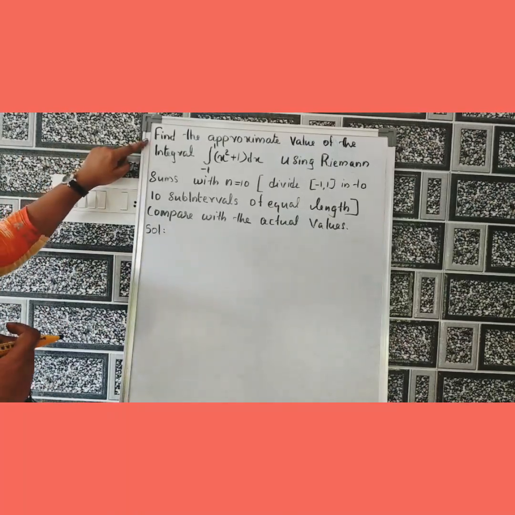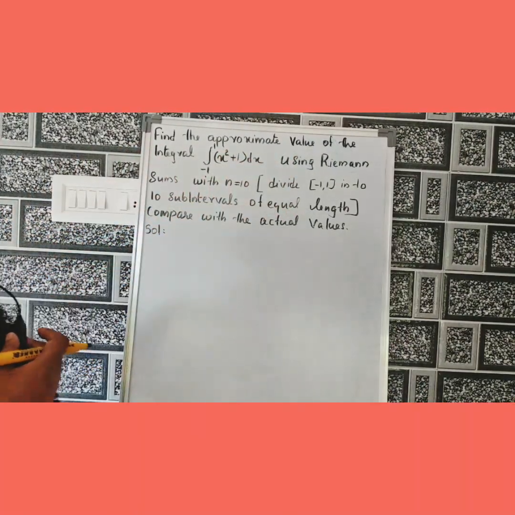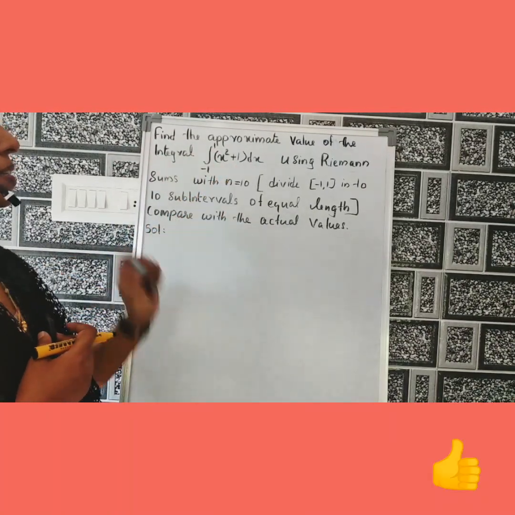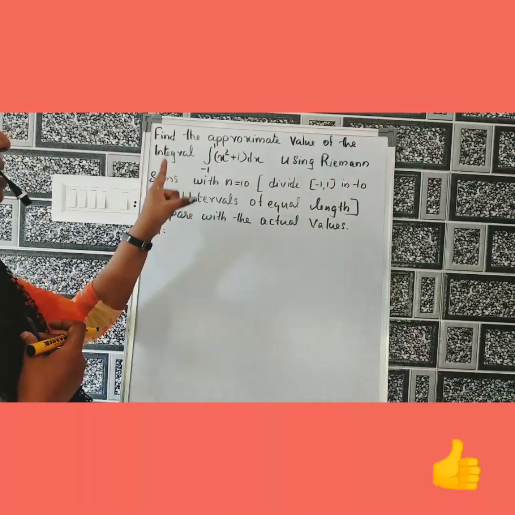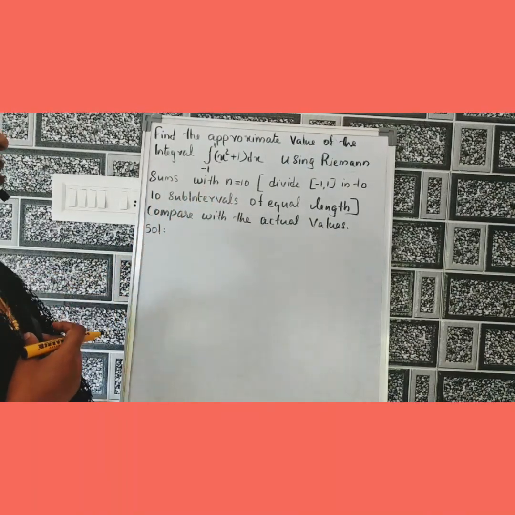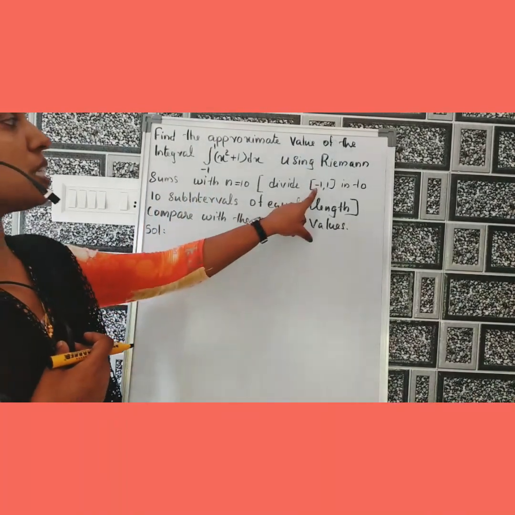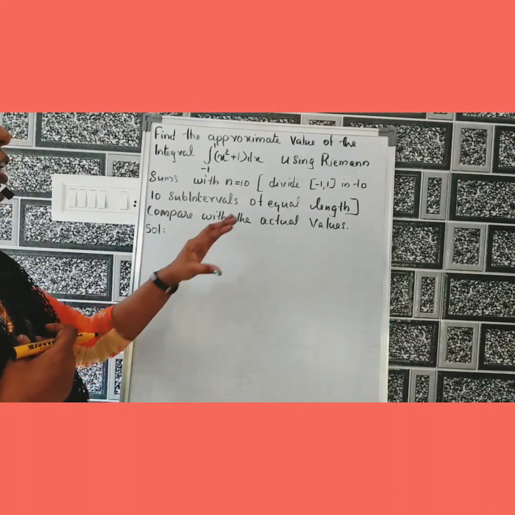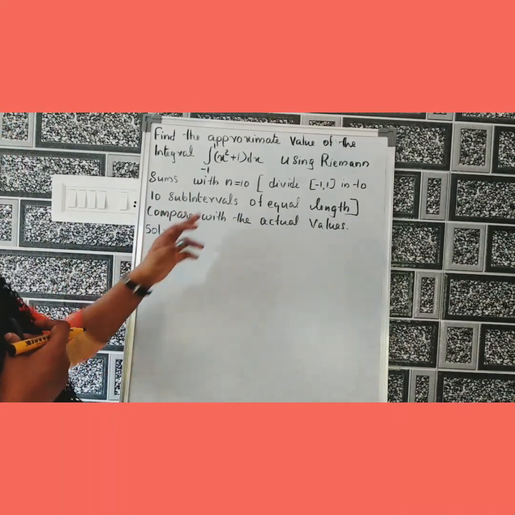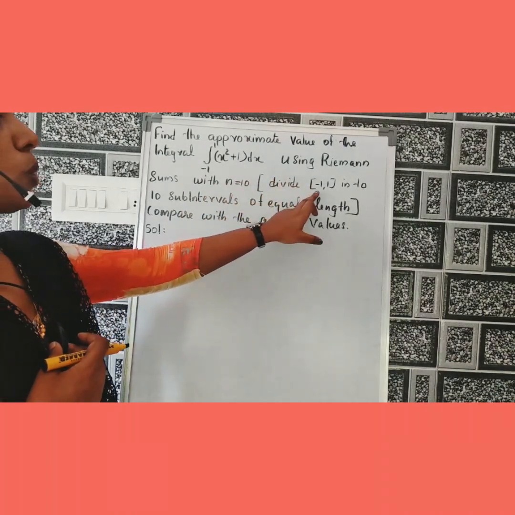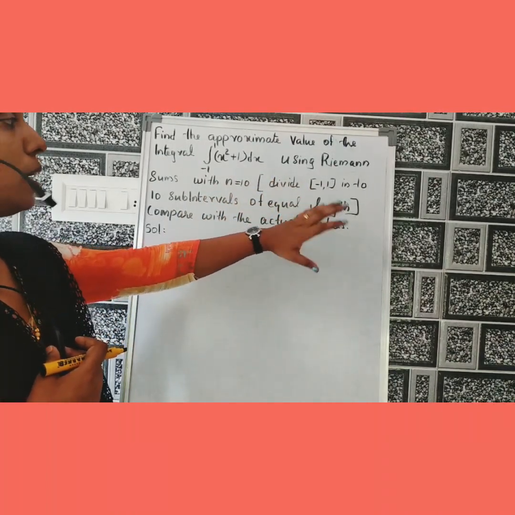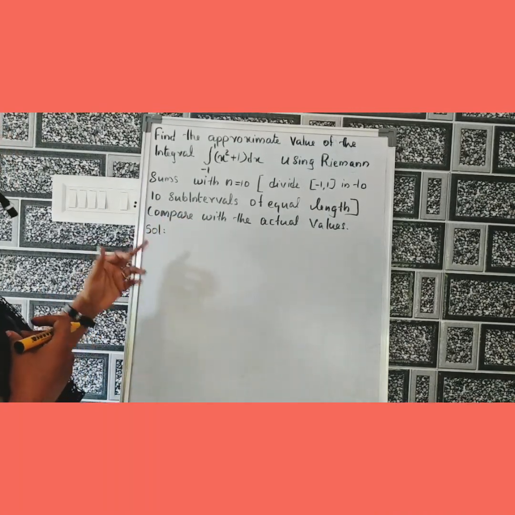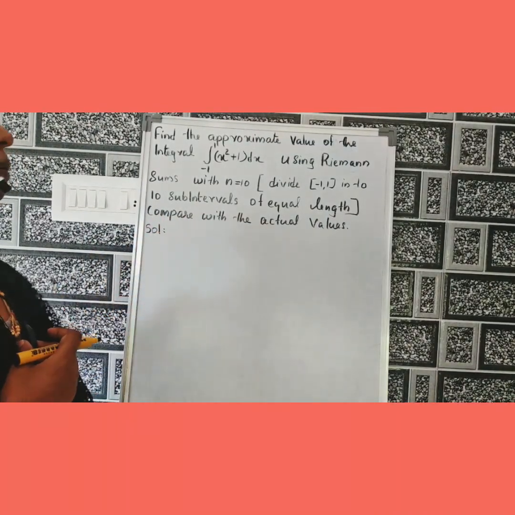Question is, find the approximate value of the integral from minus 1 to 1 of x square plus 1 dx using Riemann sums with n equal to 10. Divide the closed interval minus 1 to 1 into 10 subintervals of equal length. Also compare with the actual value.